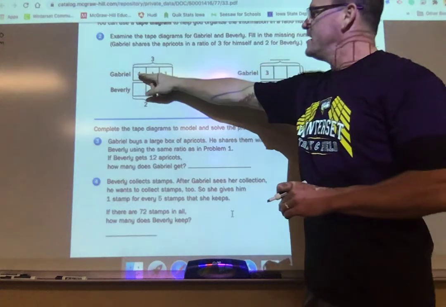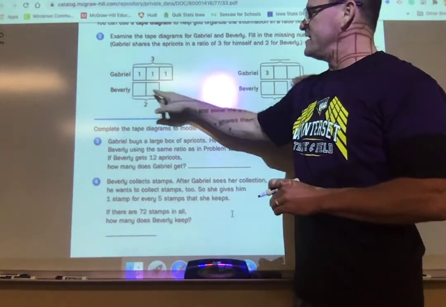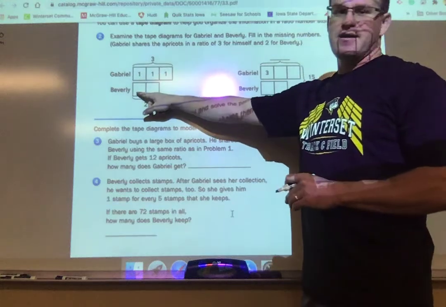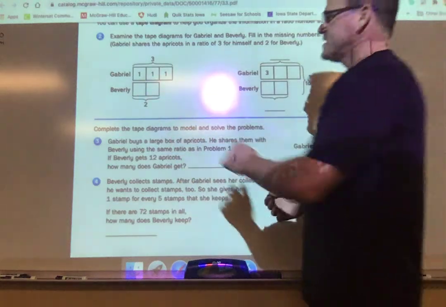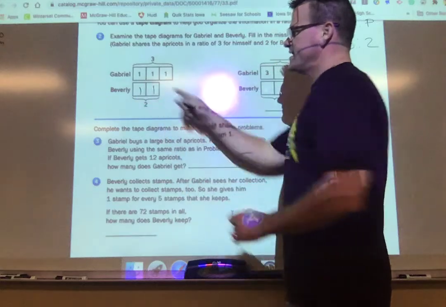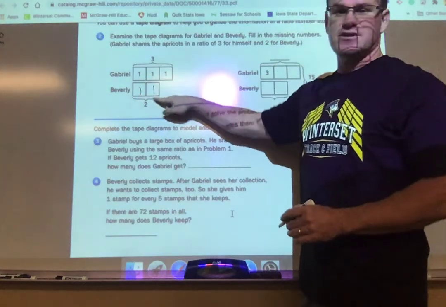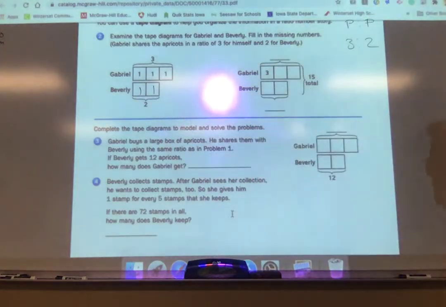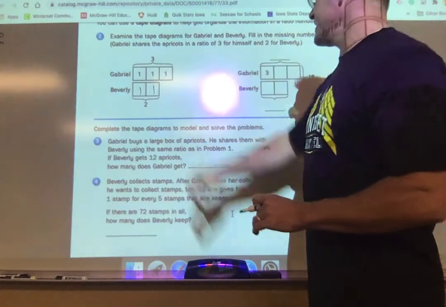We know Gabriel gets 3 apricots and Beverly gets 2. So I make 3 pieces of tape and 2 pieces of tape. And in this case, we can just put a 1 in everything. When he gets 3, she gets 2. So it's a 3:2 ratio. That's what the pieces of tape mean.